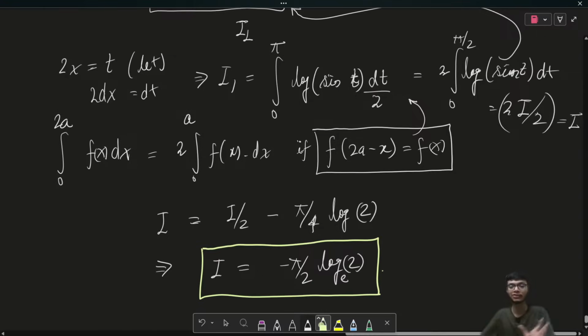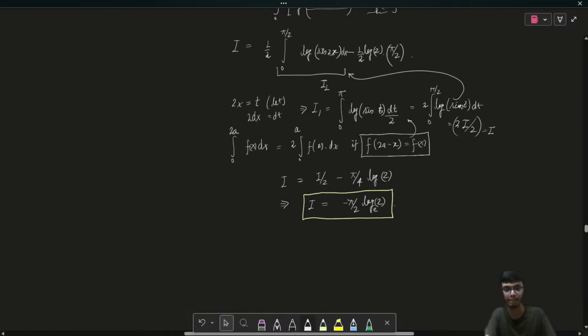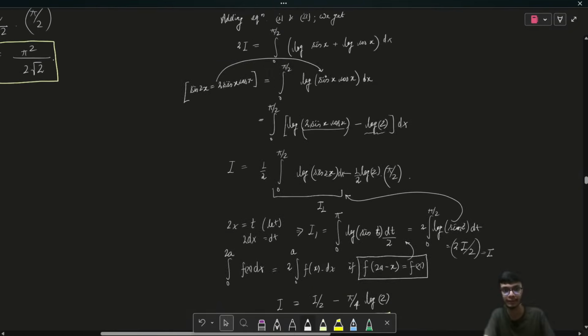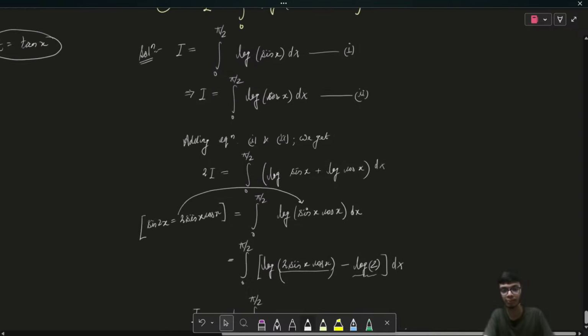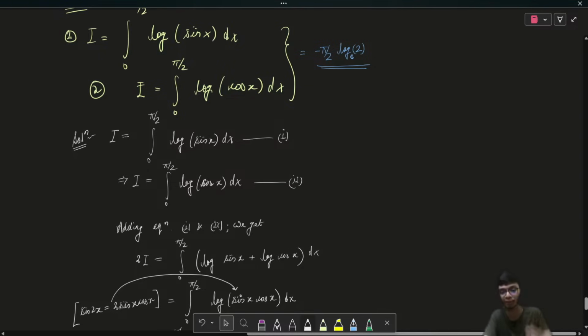I hope the solution is clear to all of you, right? This is a simple solution. Just try to do the things step by step and keep applying the properties as you move along with the question.